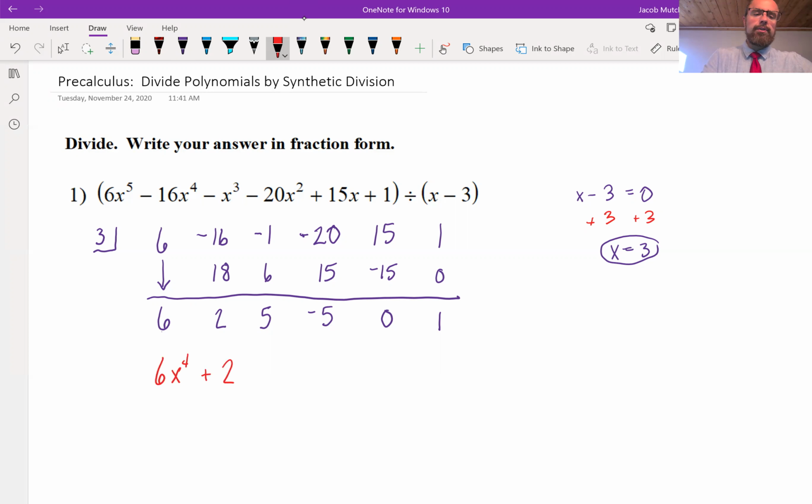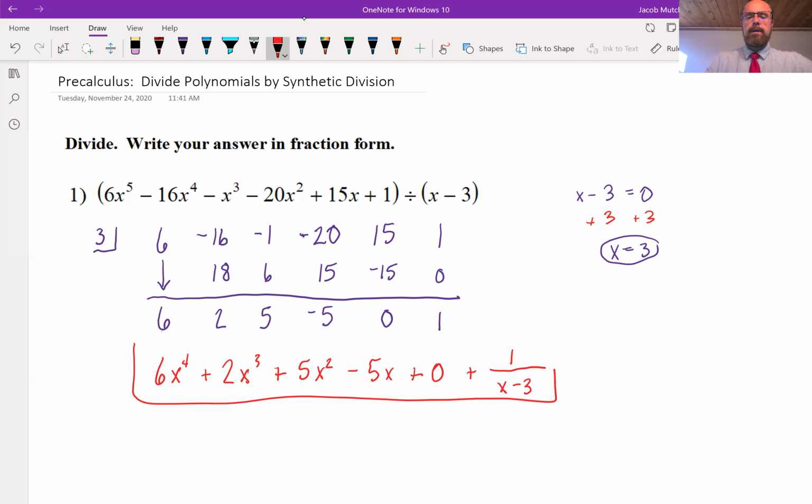So plus 2x to the third plus 5x squared minus 5x. I could write plus 0, I'll go ahead and put it there. And then for the remainder, what I'm going to write is that value 1 divided by my original divisor, which was x minus 3. And that's how we treat our remainder with synthetic division. And that process is complete.